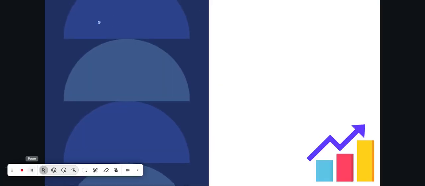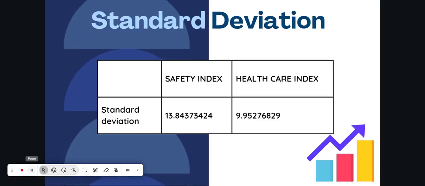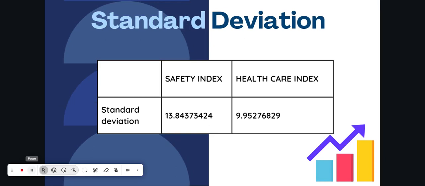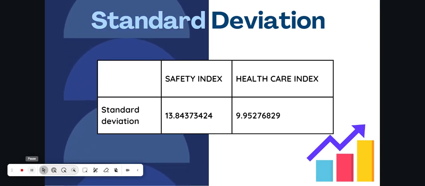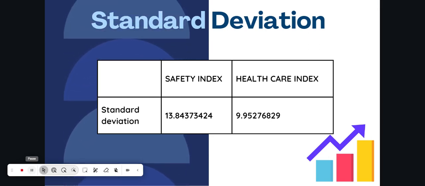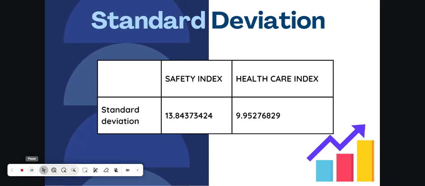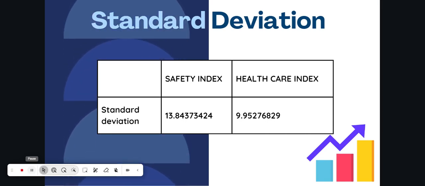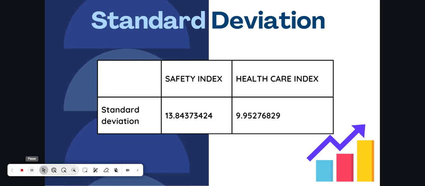The standard deviation provides a measure of the spread of data points around the mean. A higher standard deviation indicates a greater gap between the data points, while a lower standard deviation suggests that data points are closer to the mean. In this comparison, the safety index has a higher standard deviation of 13.84, indicating more differences in safety levels amongst countries, which makes sense as we see two outliers in this set of data.